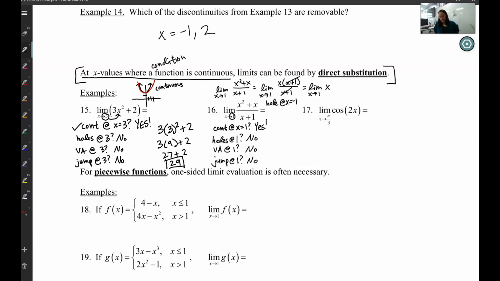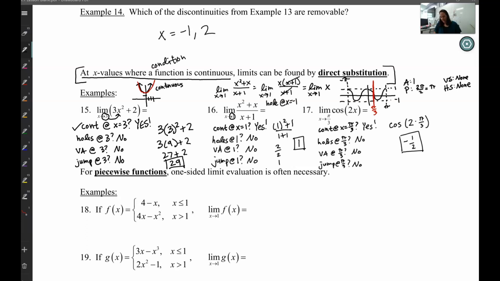So because it's continuous at x equals 1, I can directly substitute 1 either into my original equation or my simplified equation. Either one will work. And I'll show you. 1 squared plus 1 over 1 plus 1. That's 1 squared plus 1 is 2 over 2, which is 1. Or if I just plug 1 into my simplified one, I still get 1 either way. So knowing that, I want you to look at number 17. Pause the video, try it out, and then we'll come back and I'll show you the answer.